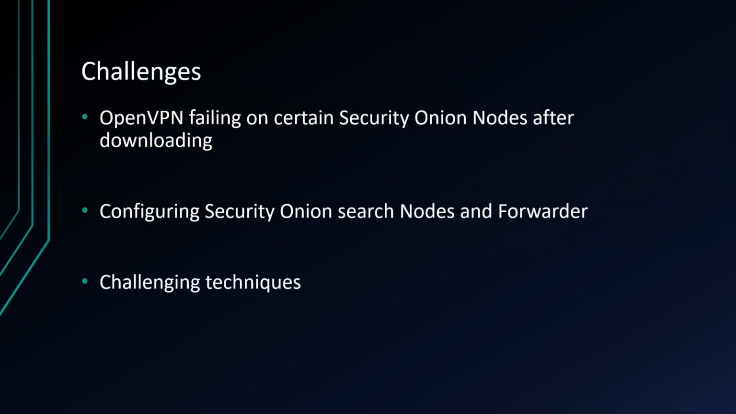So as mentioned earlier, OpenVPN fails on certain security onion nodes after downloading, and configuring security onion search nodes and forwarder is another issue. And then there are certain techniques which are quite challenging and which may throw us off, but we will try to keep ourselves ahead and try to be able to get those technique deliverables done in a timely fashion.